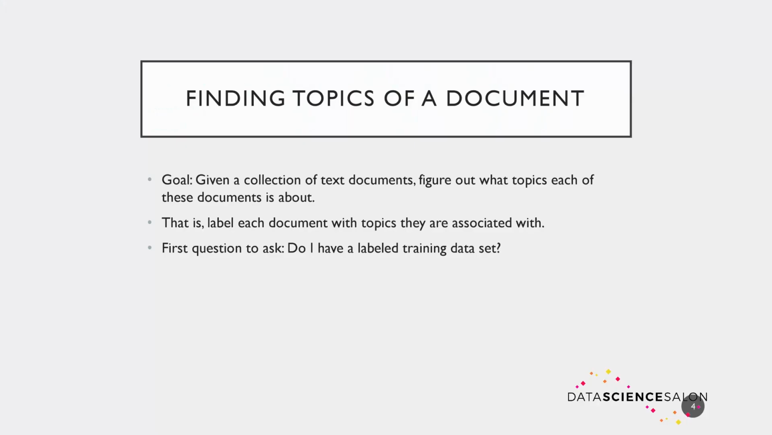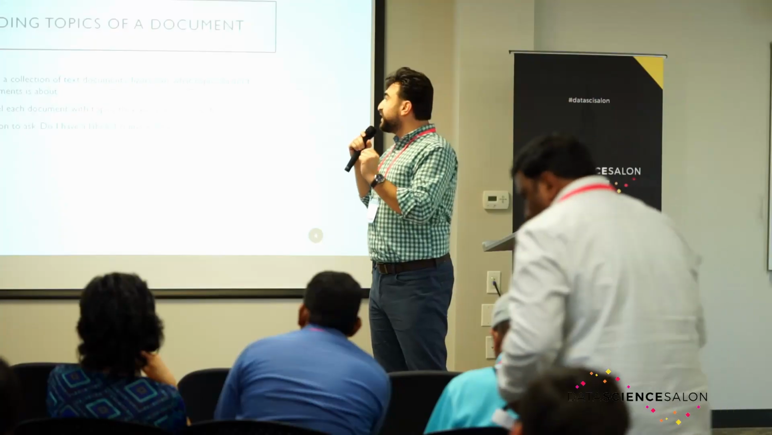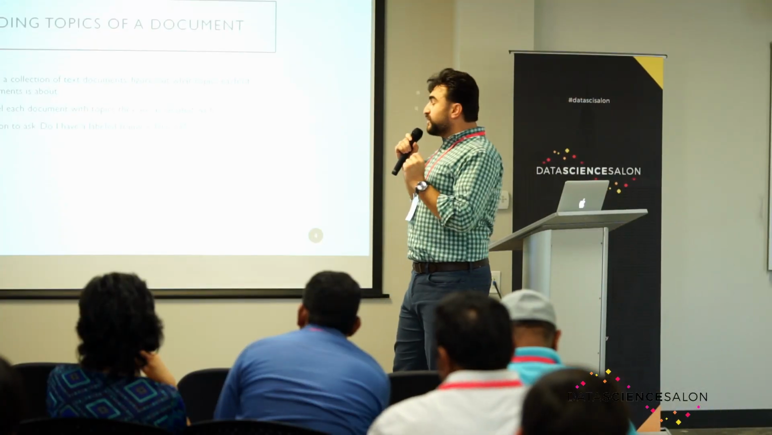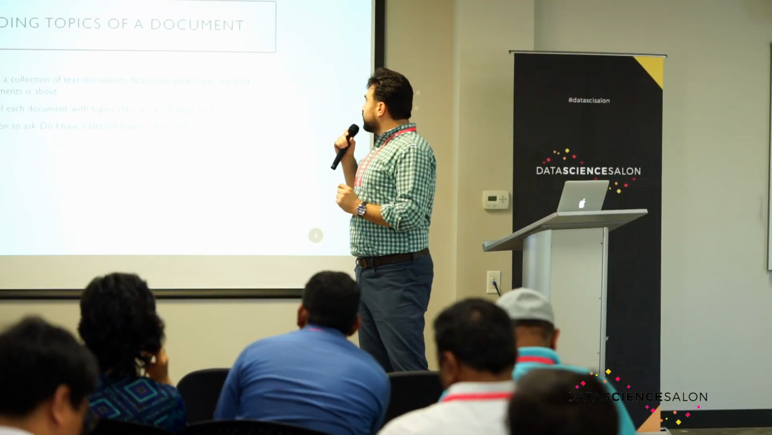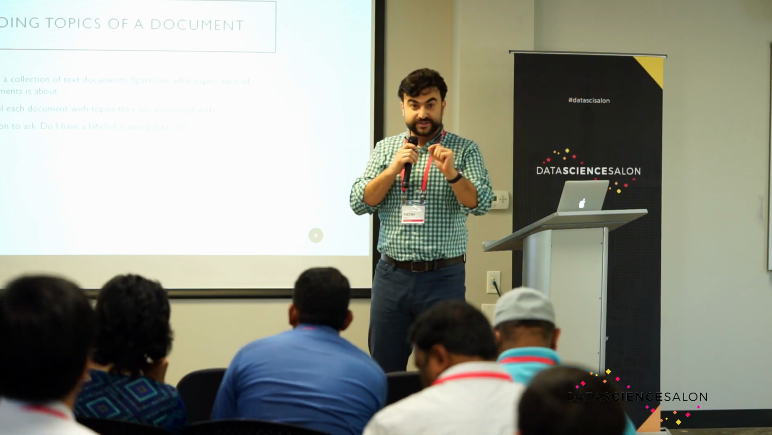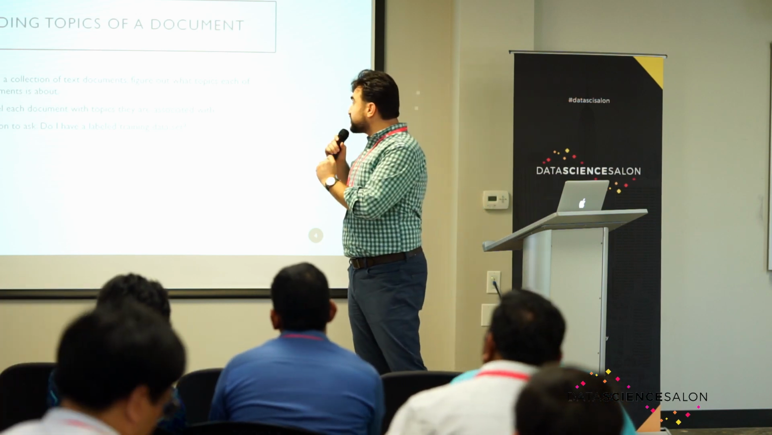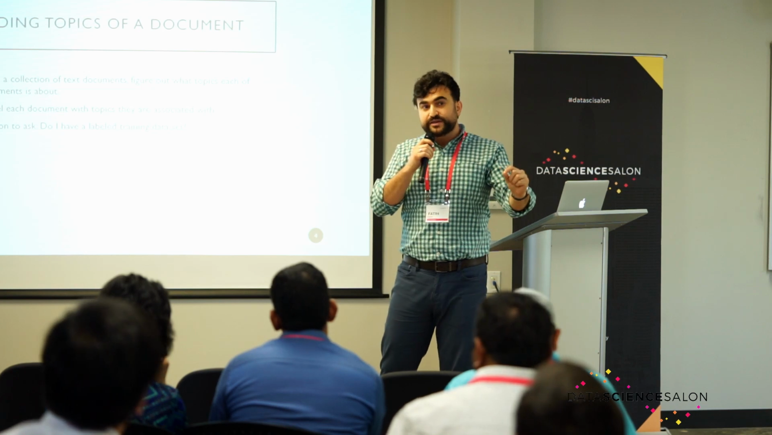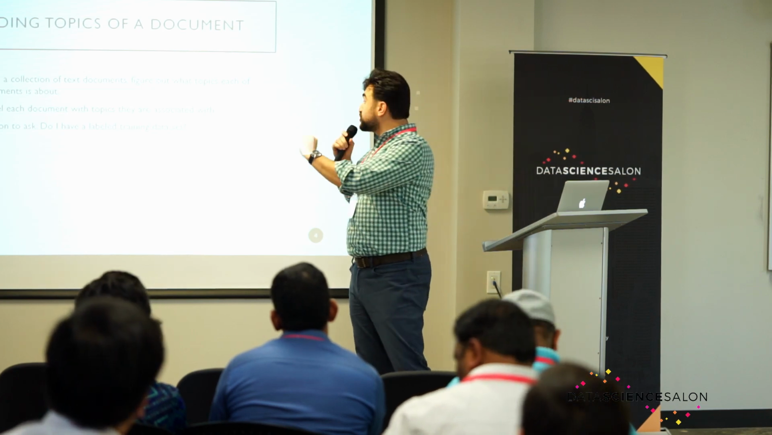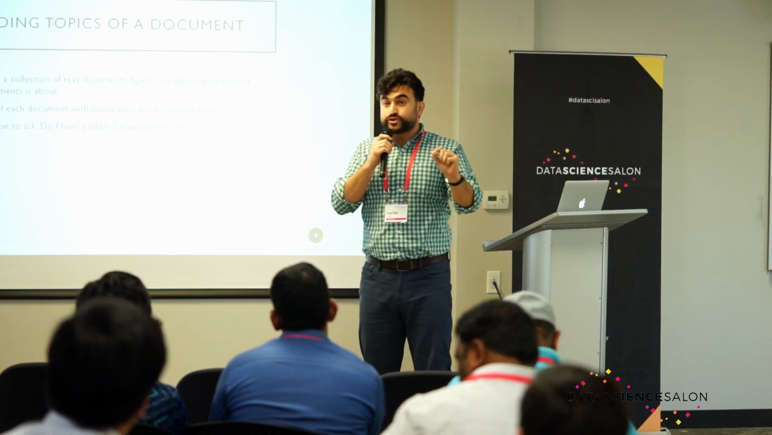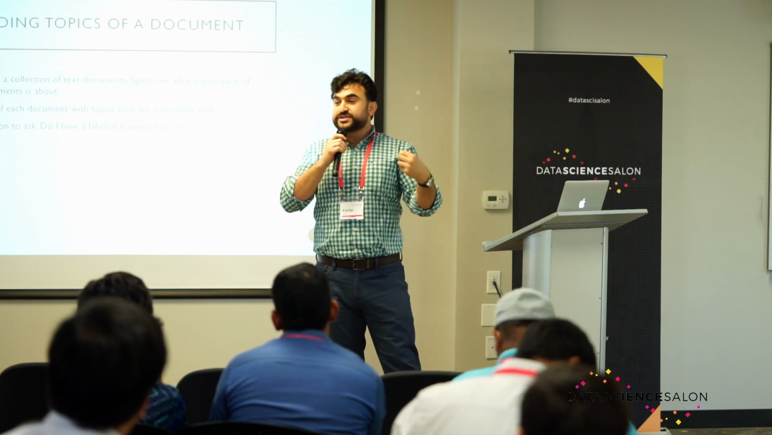So let's talk about finding topics of a document. Our goal is, given a collection of text documents, we're trying to figure out what topics each of these documents are about, right? That is, we want to label each document with the topics they are associated with the most. Now, there are intersections on these, right?